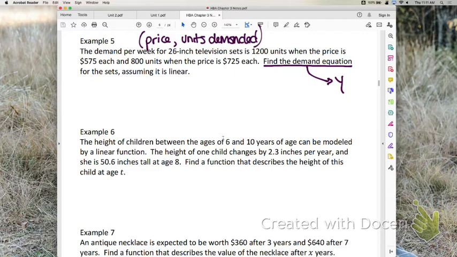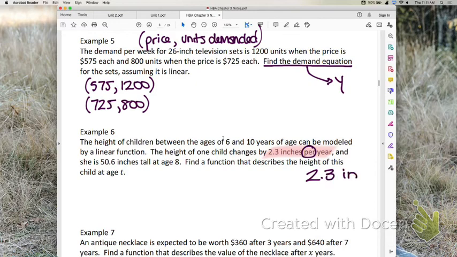So given that, what are they giving me here? 2 points or a slope and a point? 2 points. What's my first point? 5.75, 1,200. Second point? 7.25, 800. Yep. All right, so I want you to start recognizing when it says something per something. They are telling me 2.3 inches in 1 year, and they're relating the 2 variables together.